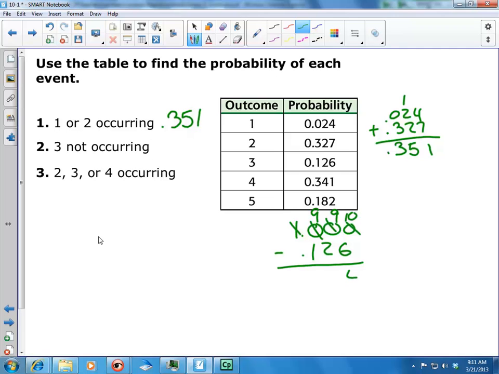So we get our 4 there. 0.874. Well, you could certainly add all those up and give you the same answer. I'm lazy though, so I want the shortest way possible, and I think that's going to be a little bit shorter. All right, and finally, number 3 says 2, 3, or 4 occurring. Well, that means we're going to have to add up our 2, our 3, and 4. So we have our 0.327 plus our 0.126 plus our 0.341.